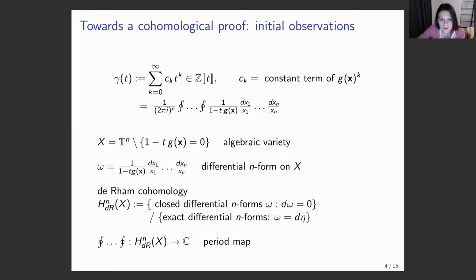Integration factors through de Rham cohomology, meaning that it vanishes on exact forms by Stokes' theorem. So actually, this function gamma depends on the class of this form in de Rham cohomology. And in particular, from this, we see that our function gamma satisfies an ordinary differential equation in the case when this de Rham cohomology is finite.